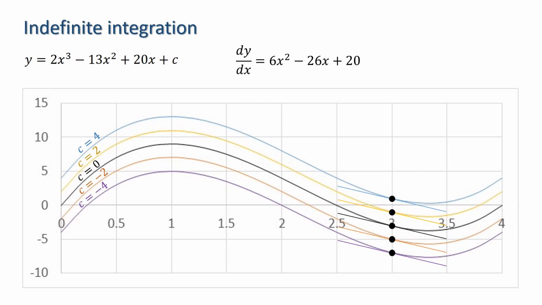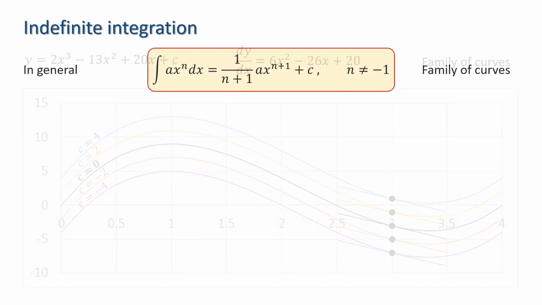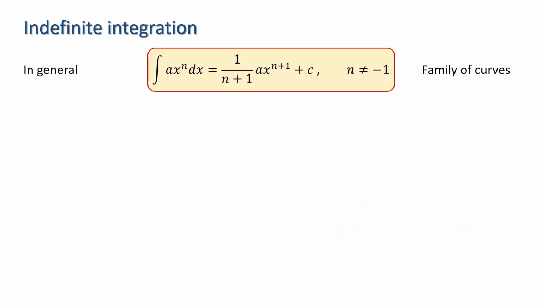The expression we have for y, with the plus c term, thus describes a family of curves, all of which generate the same derivative. This family is infinite in size, as c can take any value, positive or negative. Here we see a general formula which holds for functions of the form ax to the power of n. Note, this formula doesn't hold for n equals minus 1, an exception we'll deal with later.